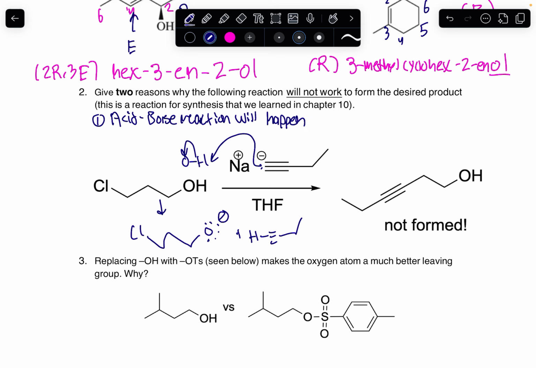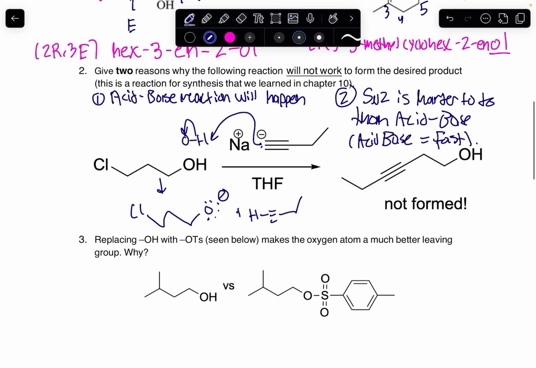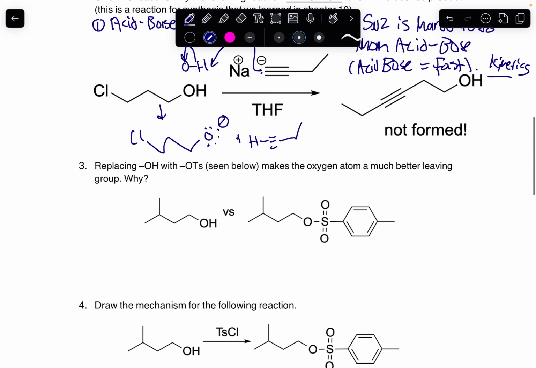So acid-base is favored. Another thing is, right, SN2 is harder to do than acid-base. So acid-base is relatively fast. It's one of the fastest reactions we learn in the class. It's just this general deprotonation step. So the acid-base reaction happens, and that's because the SN2 is harder to do than the acid-base reaction in terms of kinetics. So the acid-base happens at a faster rate.